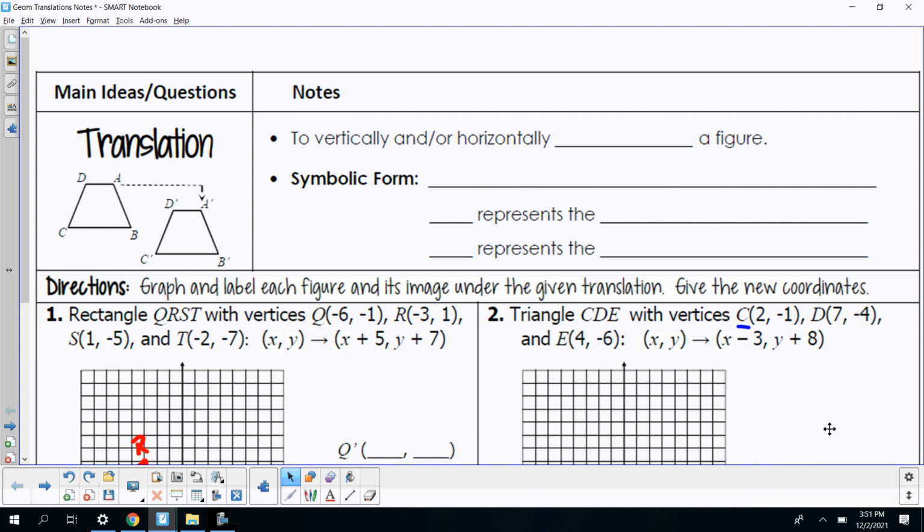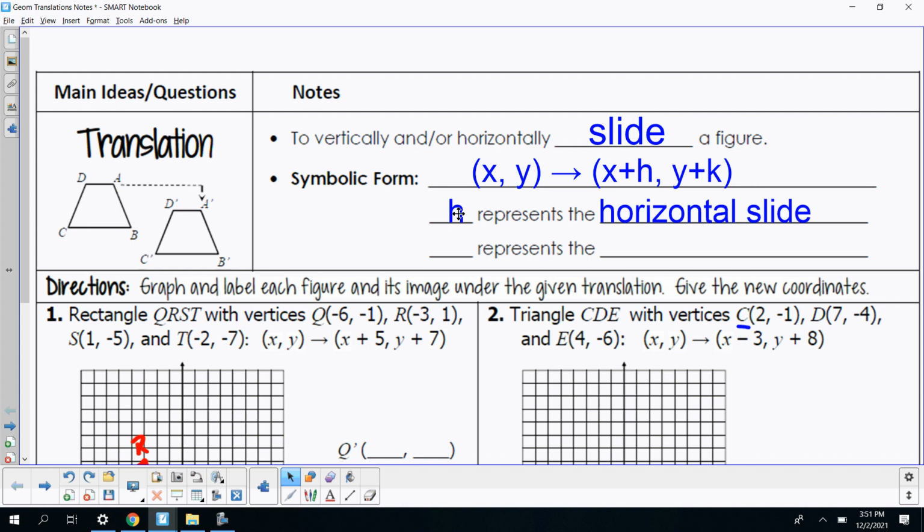All right, geometry students, today we're going to talk about a transformation called a translation. A translation is to vertically and/or horizontally slide a figure. The symbolic form is when you have your x and your y and you say x plus h, where h represents a horizontal slide. When you have a plus h, you're going to move to the right. And when you have a minus h, you're going to move to the left.